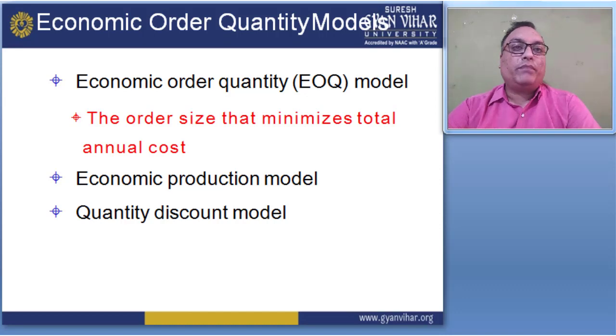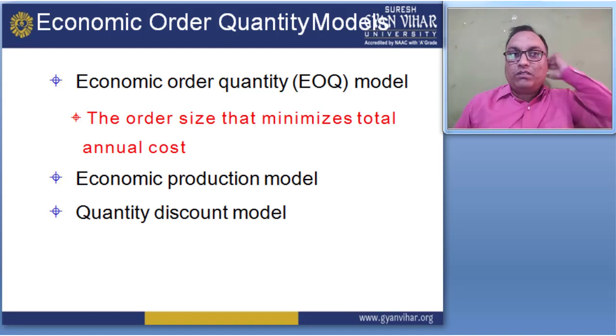So the main purpose of inventory control here is to reduce the cost of the item, reduce the cost of raw materials, and increase the profit of the company. That is the main goal of the EOQ model.